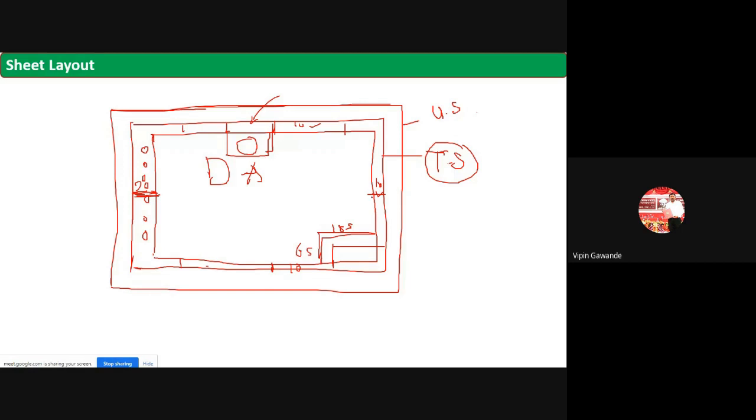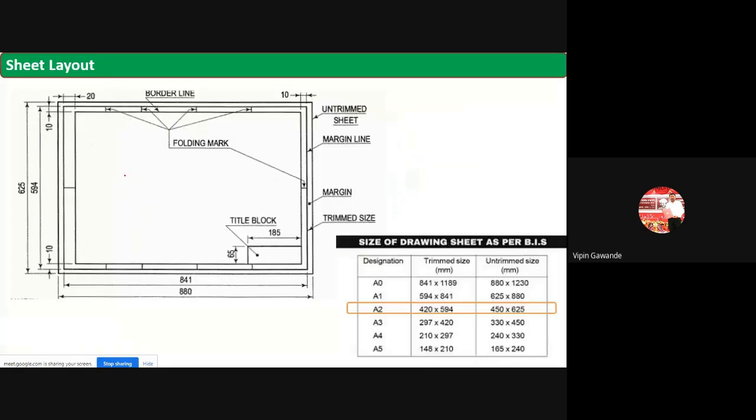Using these folding marks, we can fold our sheet. So these are the things you have to remember while learning this sheet layout. I hope you understand whatever I have explained to you. Then we will see the details of the title block now.